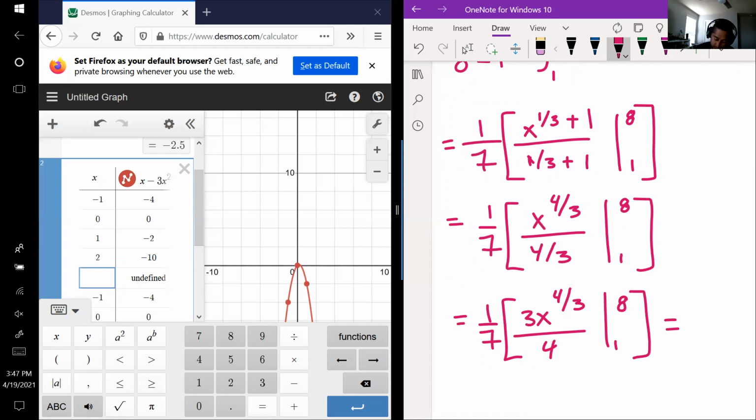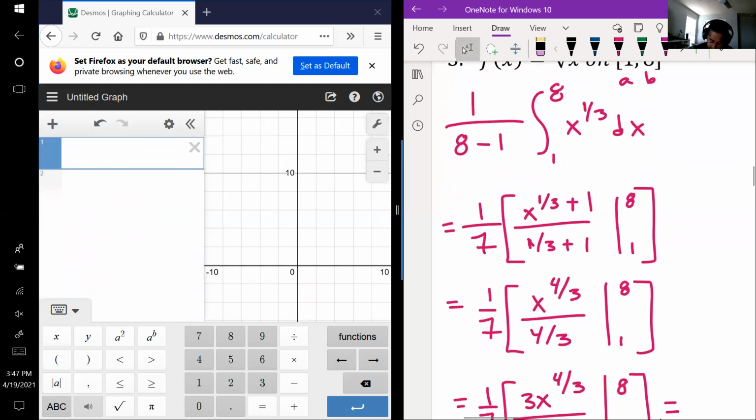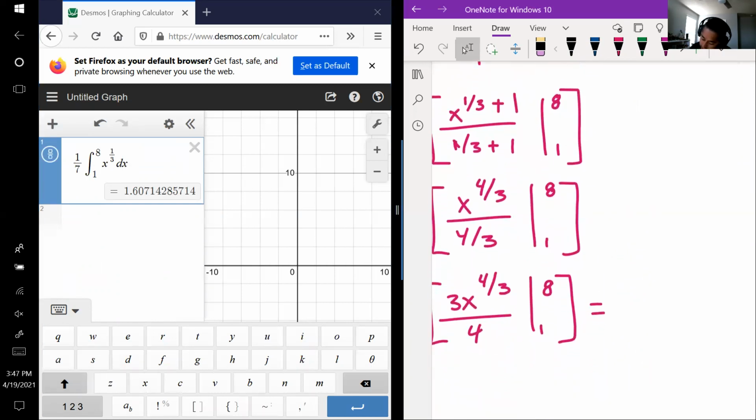Let's go ahead and type in that original integral. So we're going to go back up here. It's going to be 1 over 7 times the integral from 1 to 8 of x to the 1/3 dx. There we go. We'll just do this to 2 decimal places, and I will get 1.61. There we go. And now to graph it.